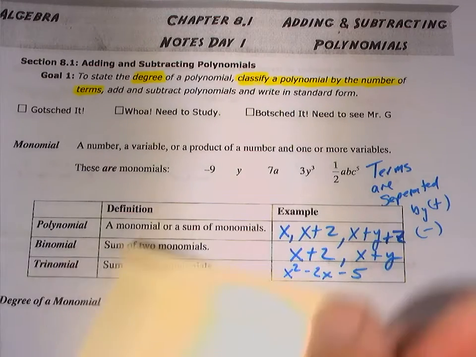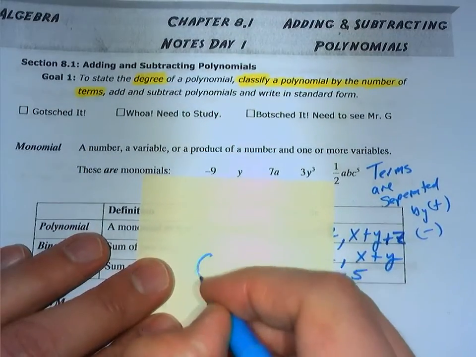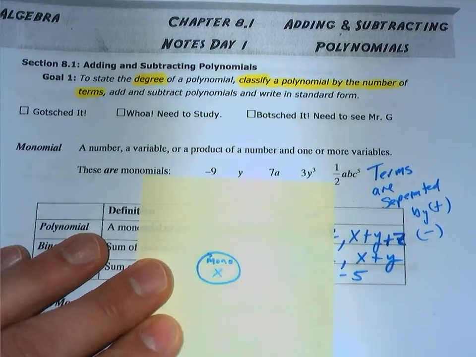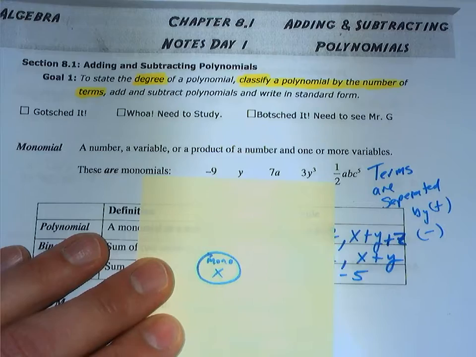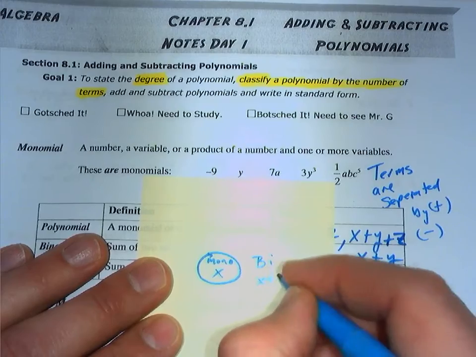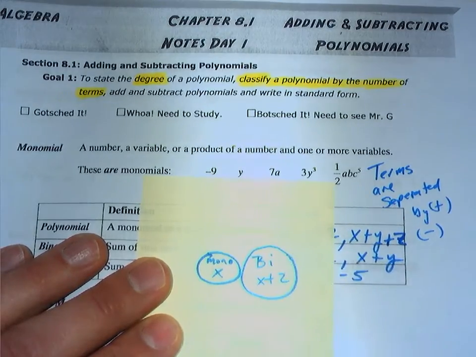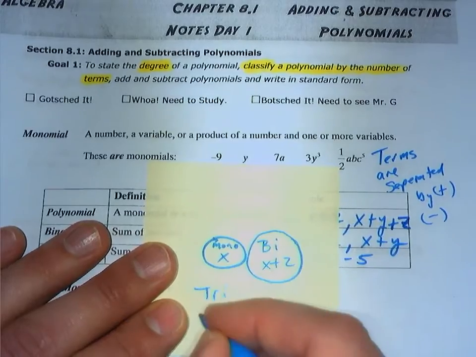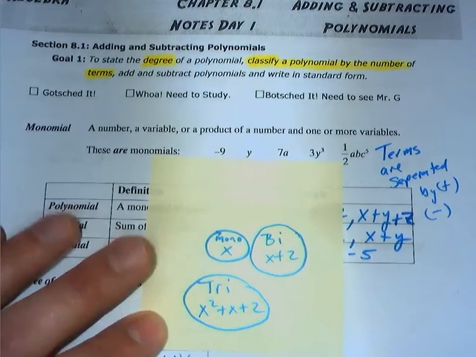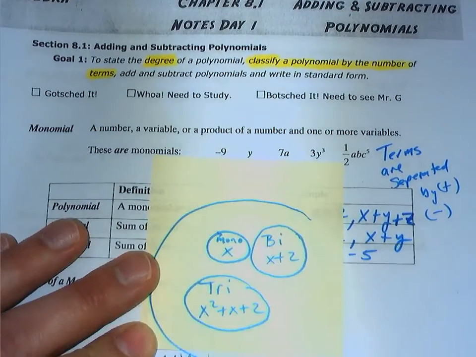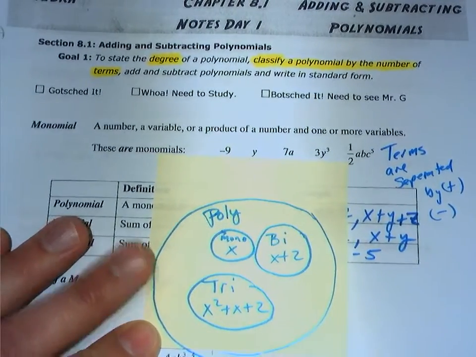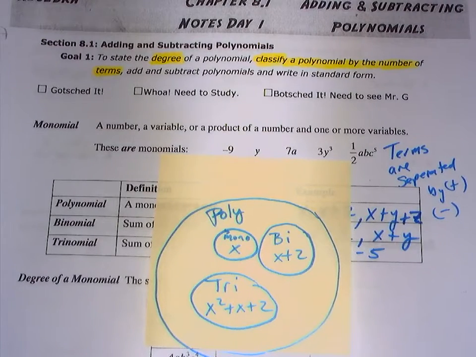So here's the big idea. You've got the monomials, mono, like x. And then you've got the binomials, that's like x plus 2. And then you've got the trinomials, that's like x squared plus x plus 2. And then those all reside in the big family of polynomials. The big polynomial family. Does that make sense?